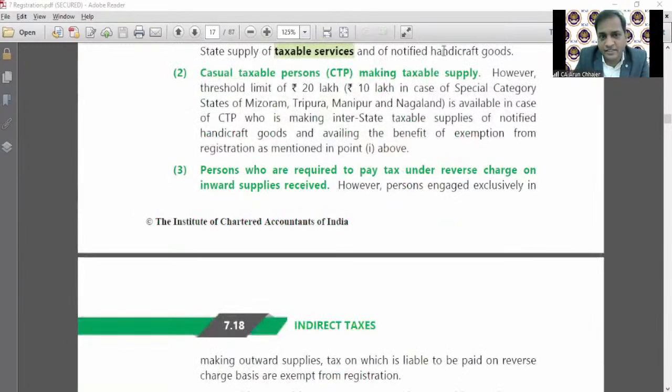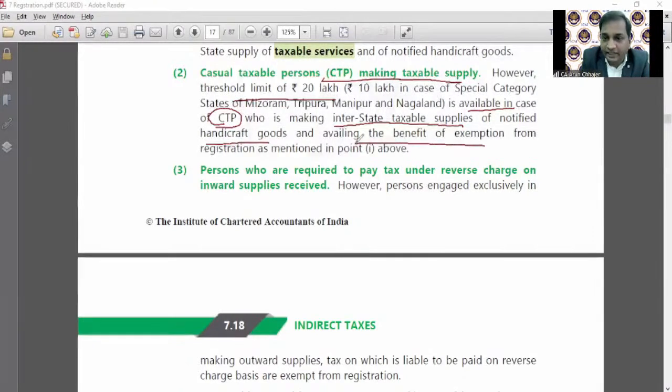For the time being, just remember the casual taxable person making taxable supplies. However, the threshold limit of 20 lakhs or 10 lakh is available in case of a casual taxable person who is making interstate taxable supplies of notified handicraft goods and availing the benefit of the exemption mentioned. We will discuss that.